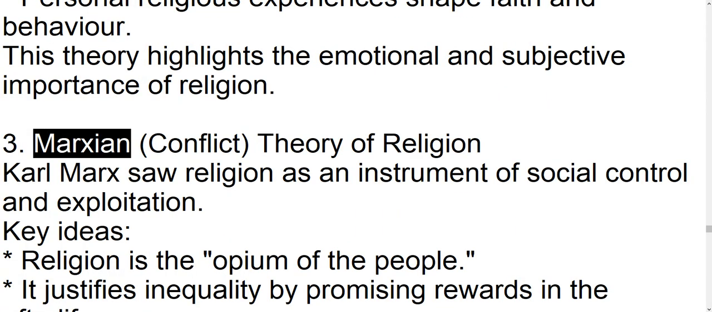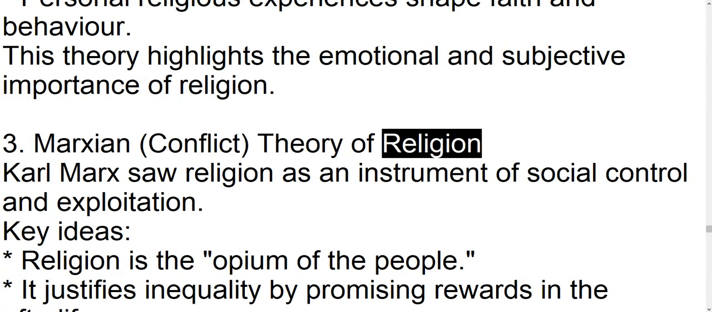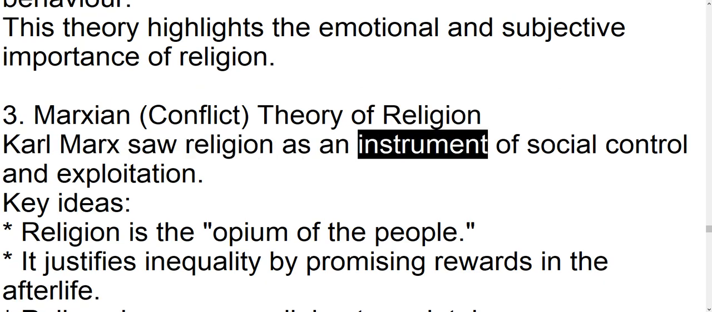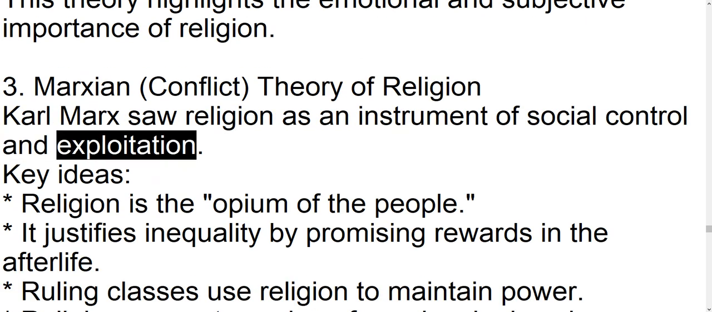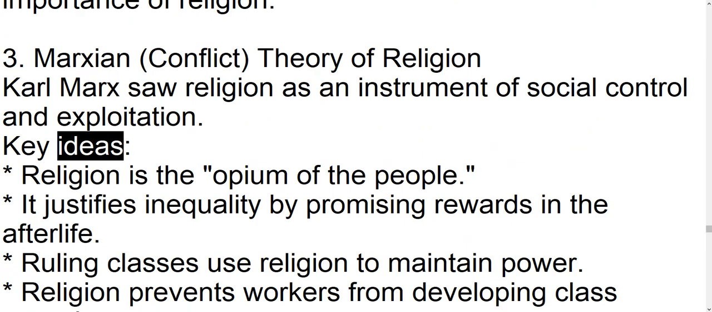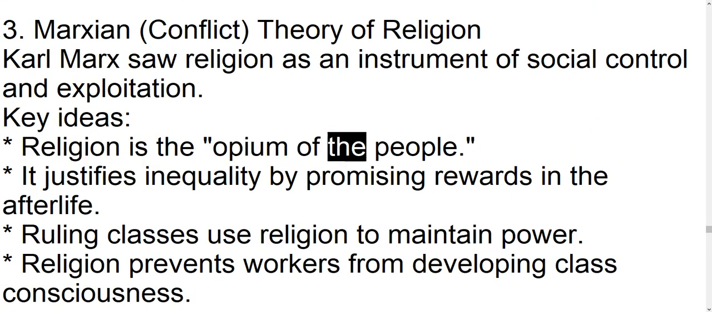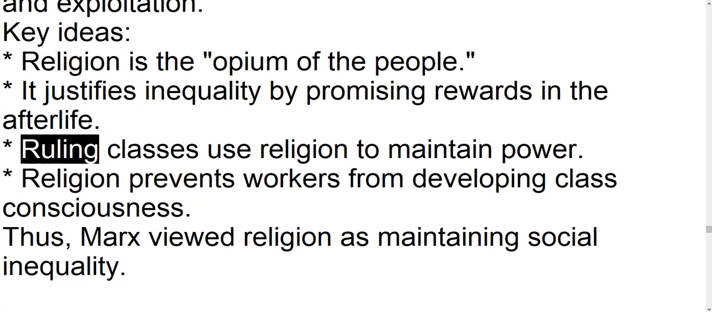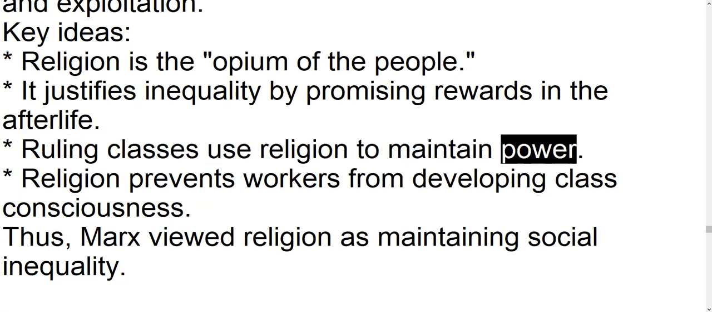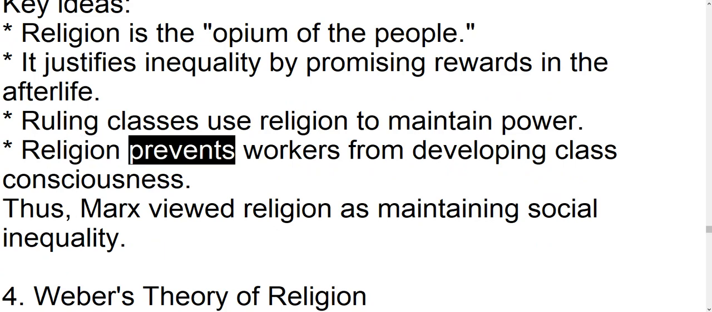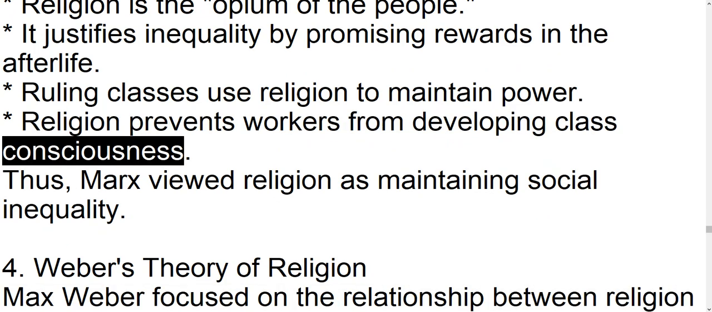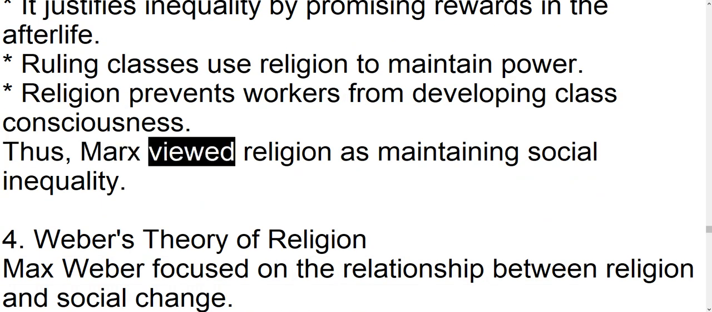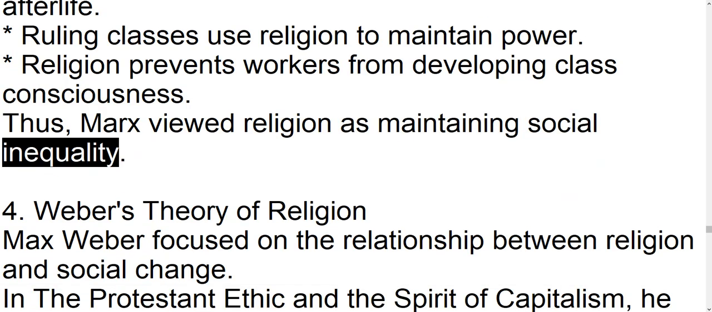3. Marxian, conflict, theory of religion. Karl Marx saw religion as an instrument of social control and exploitation. Key ideas. Religion is the opium of the people. It justifies inequality by promising rewards in the afterlife. Ruling classes use religion to maintain power. Religion prevents workers from developing class consciousness. Thus, Marx viewed religion as maintaining social inequality.